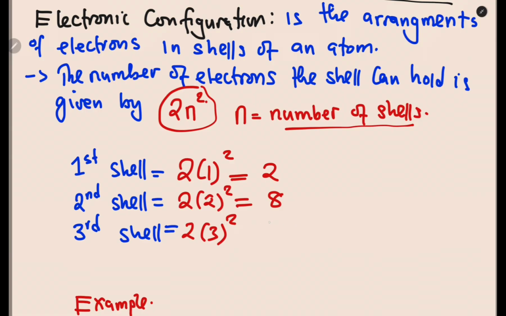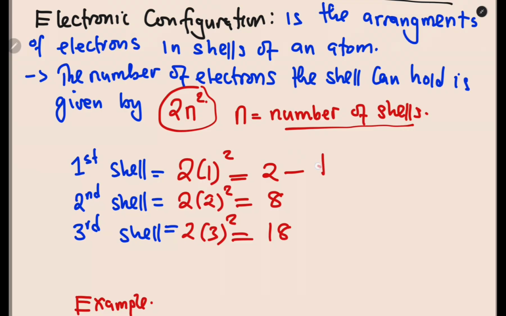3 squared is 9. Multiplied by 2, it is 18. So in the third shell, you should have 18 electrons. Okay, so please here, you should understand that the maximum number in the first shell is 2, and this shell is stable. So this is all for stability. In the second one, stability is 8.